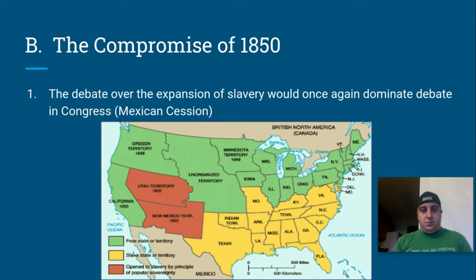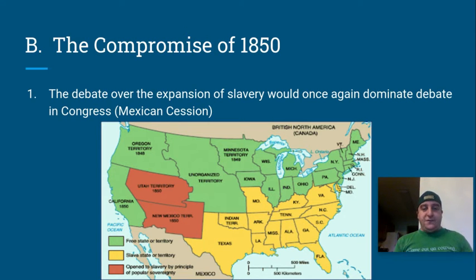Two years later, California is applying for statehood. You need a certain population to be able to apply for statehood, over 100,000 people. California is able to do that because in 1848, gold is discovered in California. And by 1849, over 100,000 people have moved to California to try to strike it rich, to find that gold, to become wealthy. And that helps to really make California's population explode to the point that by 1850, California can apply to be a state, and they apply to be a free state.